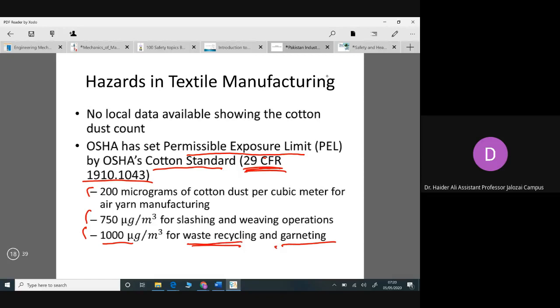For waste recycling and garnetting, 1000 micrograms per meter cube. For slashing and weaving operations, 750 micrograms per meter cube. And for yarn manufacturing, it's 200 micrograms of cotton.